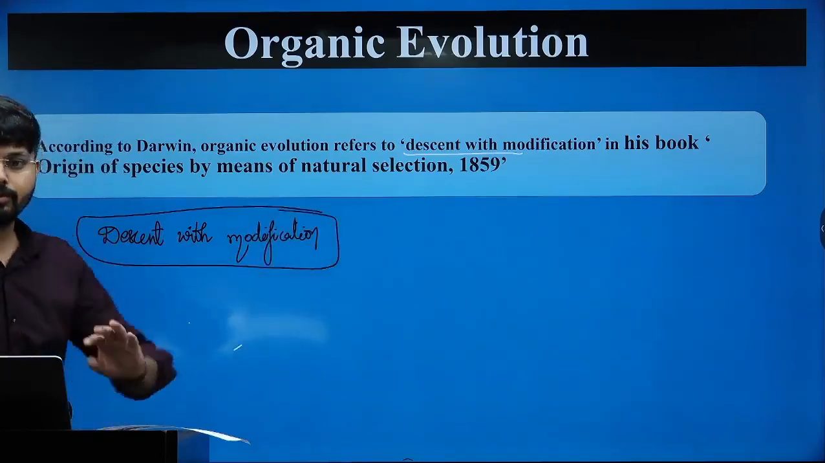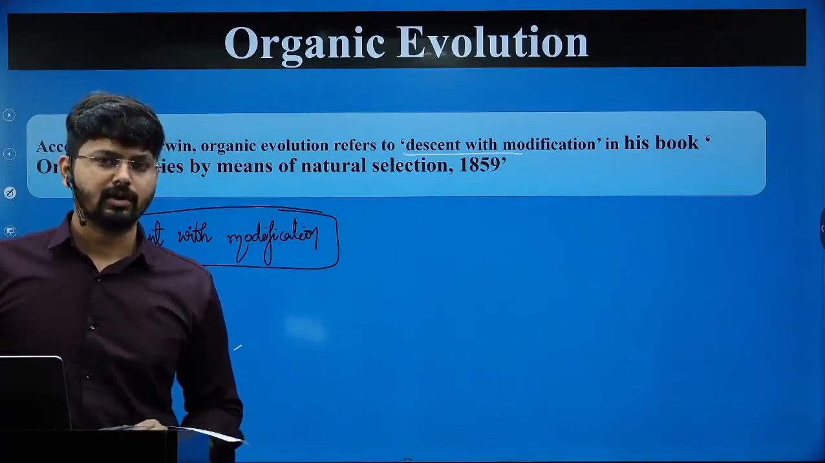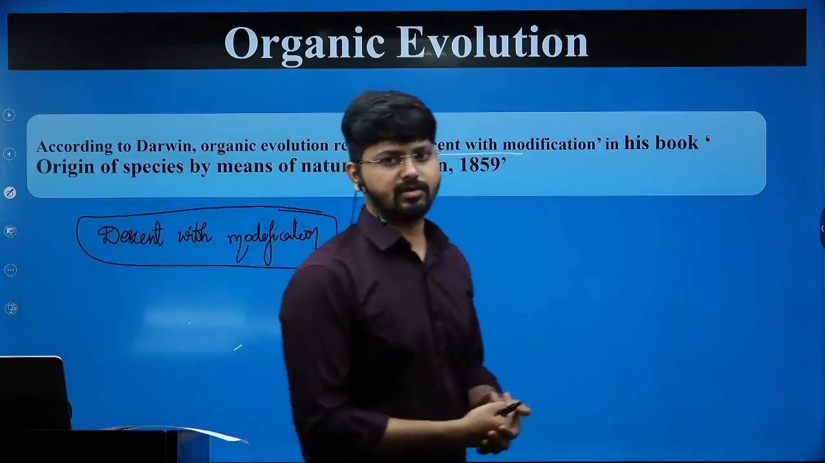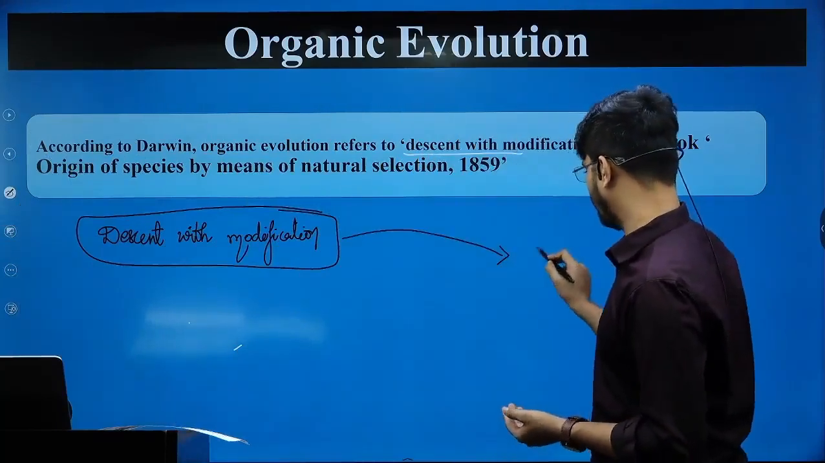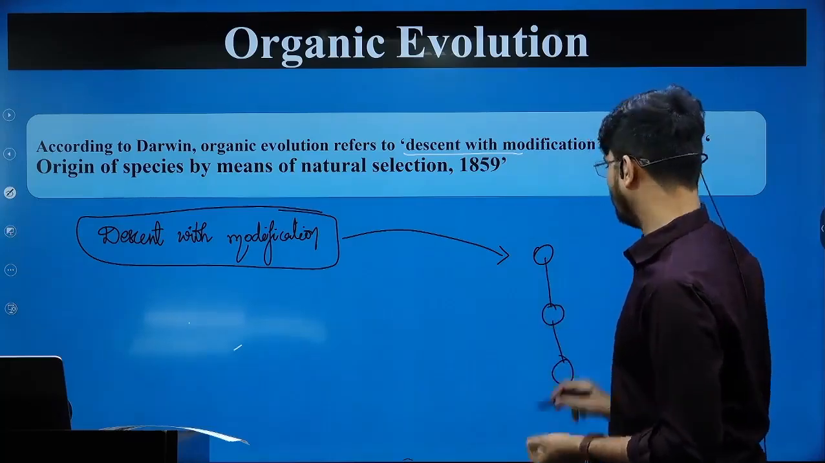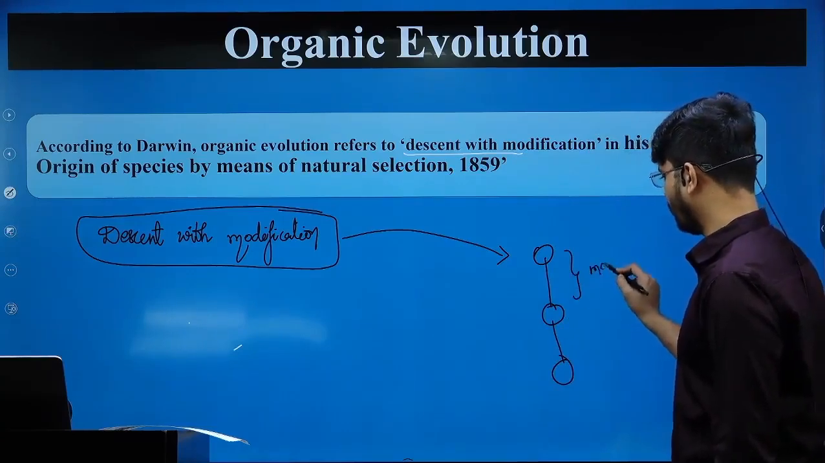So what do you understand by descent with modification? Descent is nothing but tracing your ancestor. While you trace your ancestor, the descent is happening with a certain amount of modification.